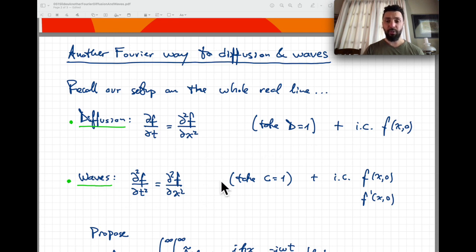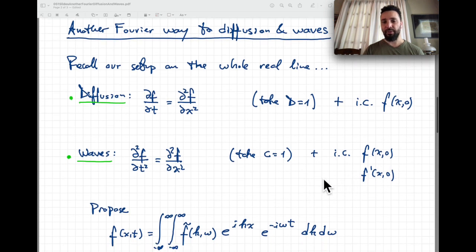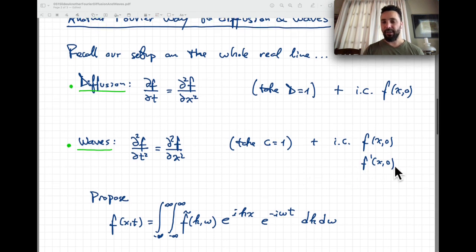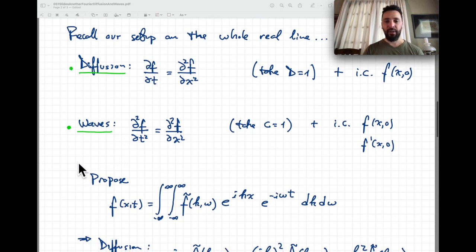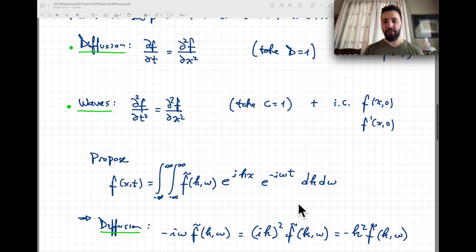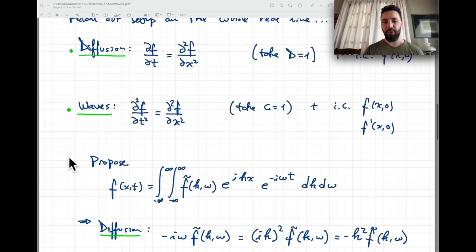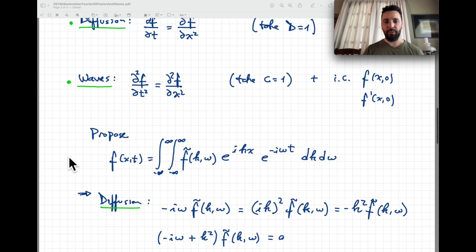But in the case of waves, you need an initial profile and an initial velocity profile at time equals 0. So that's what I call here f prime. You should really say df dt if you want to be really rigorous, at time equals 0. And in both cases, because these two equations are linear, we propose a Fourier decomposition of this form. Not only are they linear, of course, we're trying to solve them on the whole real line, and so the Fourier modes really make sense as a way to solve the problem, as we'll see.